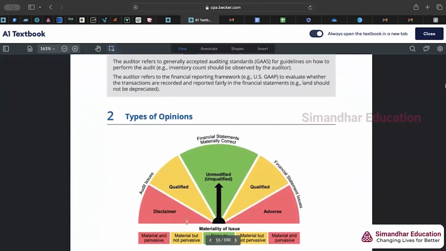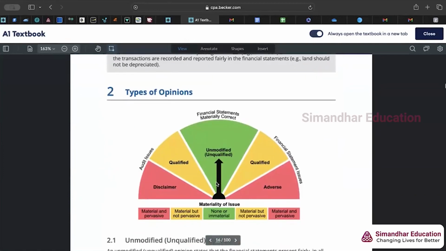Now, this is a very important chart. If in case before your exam, you do not have time to revise the entire chapter, then you can just look at this and your notes and you should be good.